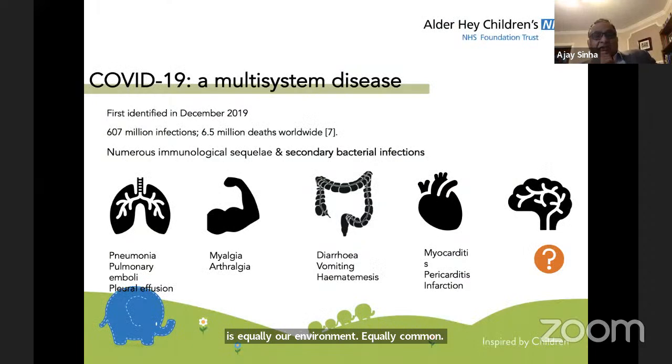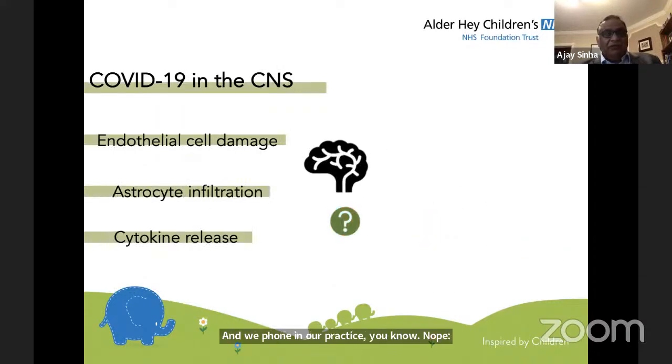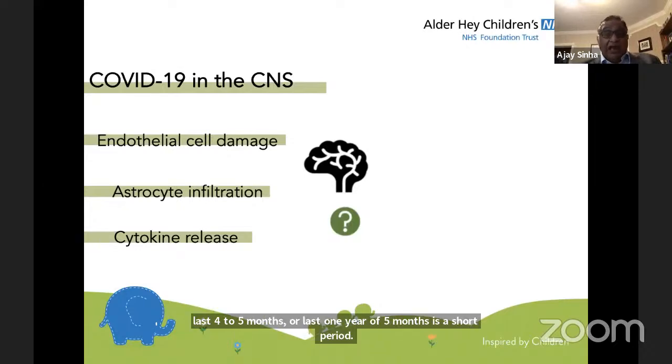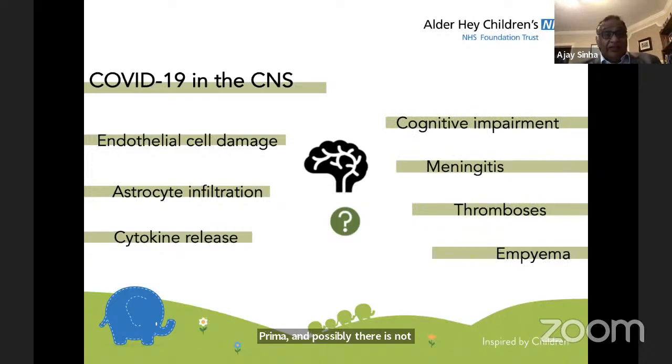Well, the whole world is talking of COVID. It tends to affect every organ in the body. Does it spare the brain? The answer is no. It does have an impact on the brain as well. We found in our practice that in the last 4 to 5 months, or the last year, 5 months is a short period, we had about 5 patients who were COVID positive coming with empyema. And possibly there is not only damage to the endothelial lining and astrocytic infiltration, perhaps the general drop in immunity makes these children more prone to subdural empyema.